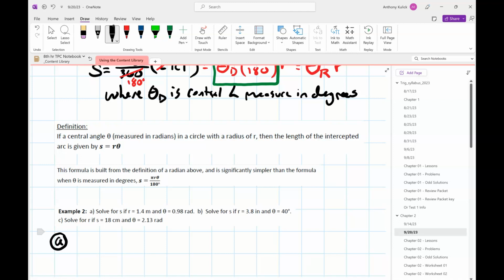So example A says solve for S if r equals 1.5 meters and theta equals 0.98 radians.